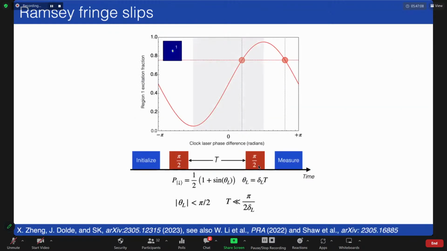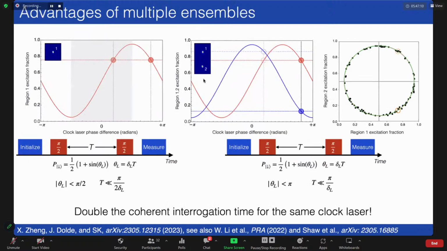So why do 2 ensembles help? Well, if you have 2 ensembles, you can make them 90 degrees out of phase with respect to each other. And when we do this, we can plot the outcomes of the experiments parametrically, but there are different ways to think about this. We call this quadrature Ramsey spectroscopy.